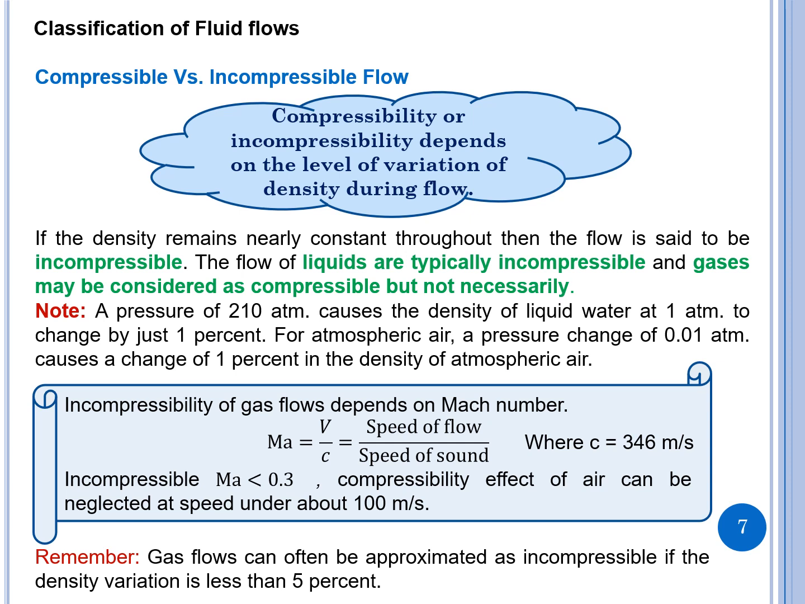Next one, classification can be in terms of compressibility. If the fluid is compressible, it is called compressible flow, and if the fluid is incompressible, then the fluid flow is called incompressible flow. So compressibility or incompressibility depends upon the level of variation of density during the flow. If the density remains constant throughout the flow, it is incompressible. If the density changes, then it is compressible.